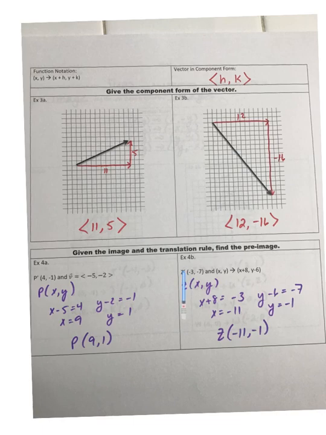Example 4b, again we're given the image. We are looking for the pre-image, the original point z, and we applied the rule x plus 8, y minus 6. If I did x plus 8, I would land at negative 3, which means the original x had to be negative 11. If I did y minus 6, I would have to land at negative 7, which means the original y had to be negative 1. So the pre-image was the point negative 11, negative 1. And that finishes page 2 of translations.